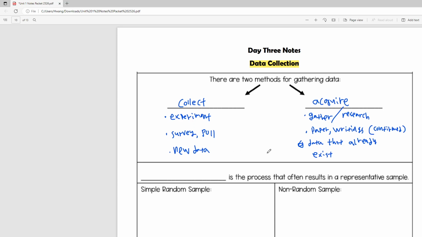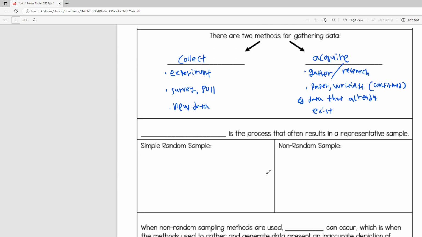But there is one common thing you have to consider when you're collecting or acquiring data, and the key concept is randomization. Again, coming back to the concept, either collecting or acquiring data, there is a core thing that you should know, and that is called randomization.